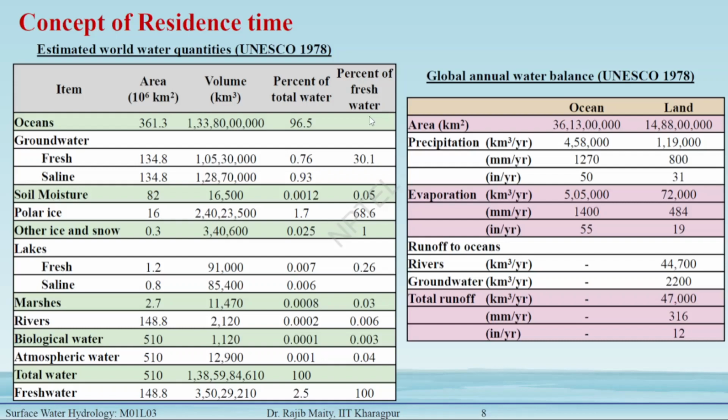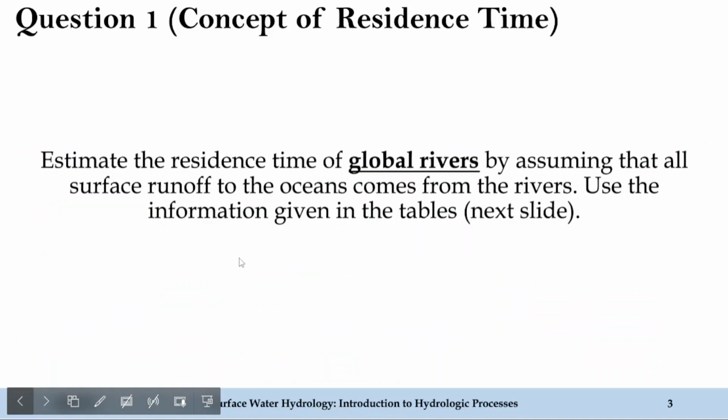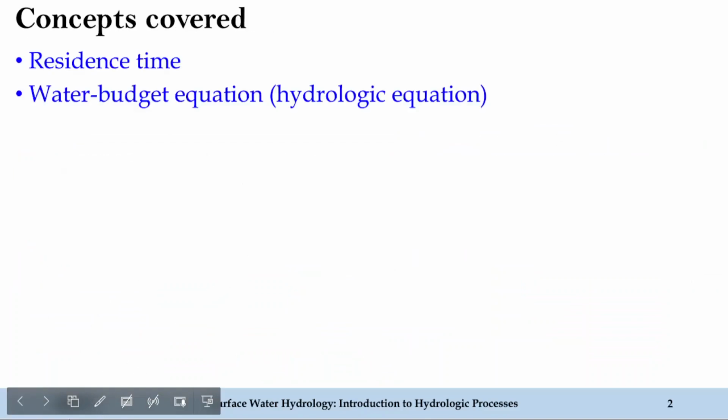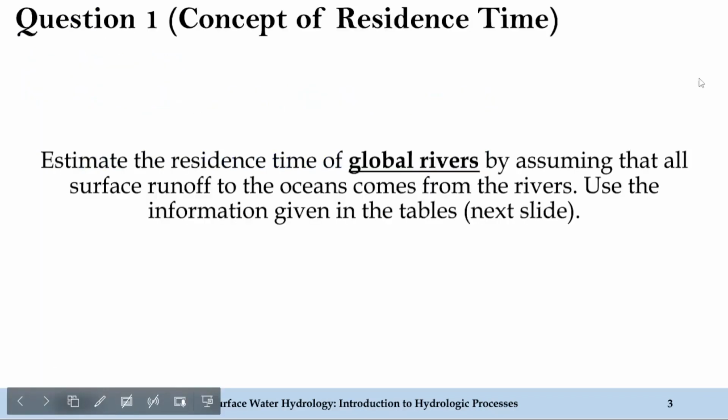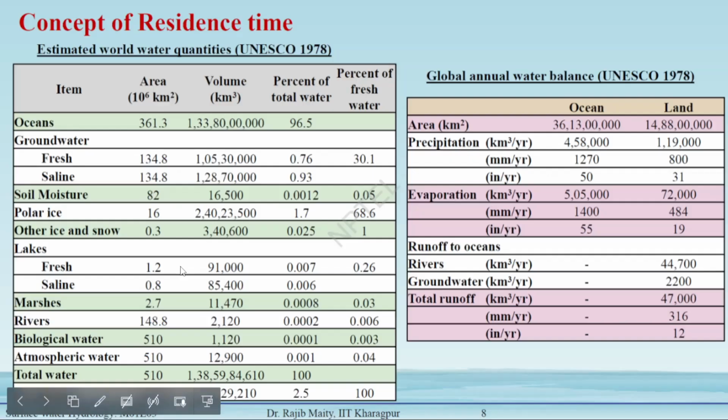If we look at the problem once again, we are supposed to find the residence time for global rivers towards the ocean, and the mode is surface runoff. So kindly keep all these terminologies in mind: global rivers, surface runoff, and oceans. And then let's see how this information can be utilized from this table.